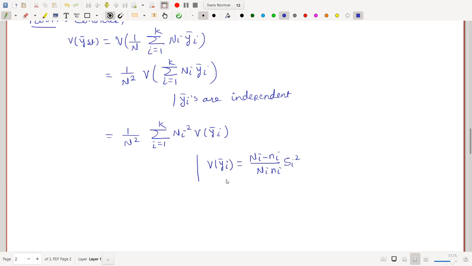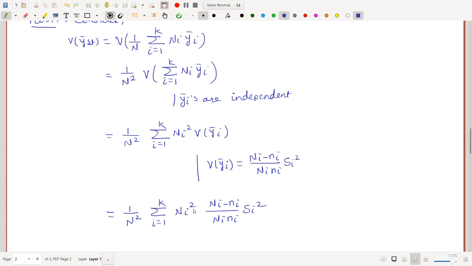Why is the variance of y bar i like this? Because we take samples from each stratum using the SRSWOR method, and in that method the variance of y bar will be like this. So that's why the variance of y bar i is this one. Put this variance of y bar i here. This will be 1 upon N square, summation i running from 1 to k, Ni square into (Ni minus ni) upon Ni into ni into Si square.